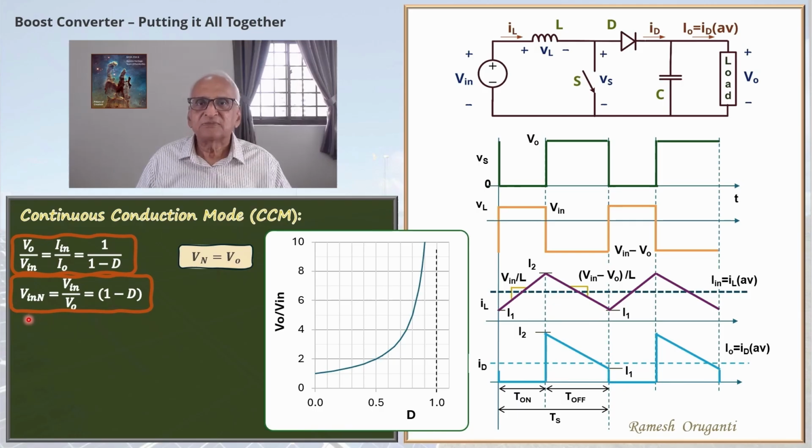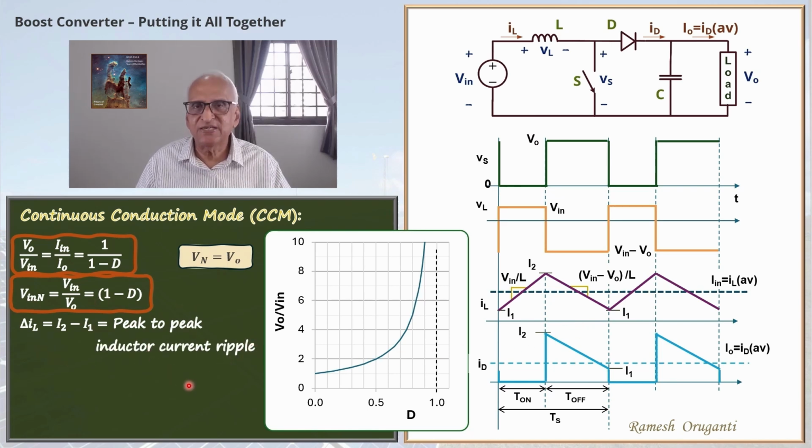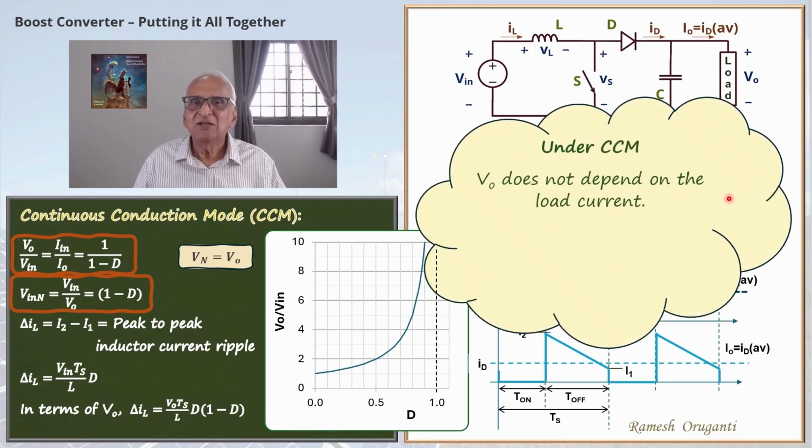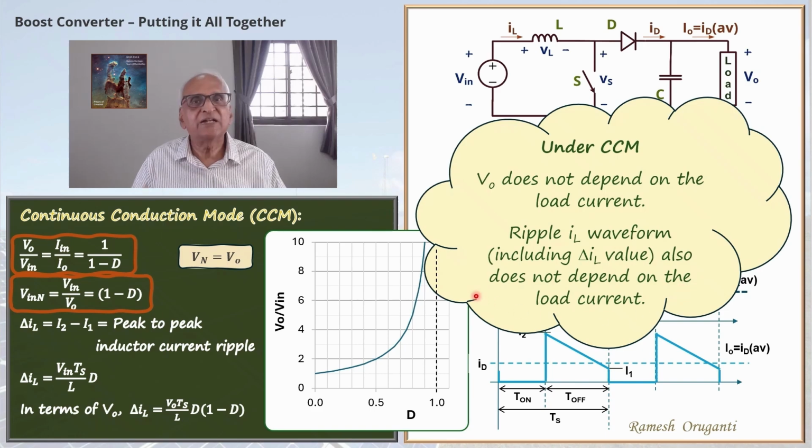Another important parameter under continuous conduction mode is delta IL, the peak-to-peak ripple current, that is I2 minus I1. And we can show easily that delta IL is Vin Ts by L times D. In terms of Vo, delta IL will be Vo Ts by L times D times 1 minus D. One point to be noted is that under CCM, Vo does not depend on the load current ideally. Practically it will, but ideally it won't. Likewise, the ripple current delta IL is Vo Ts by L times D times 1 minus D. It does not depend on the load current.